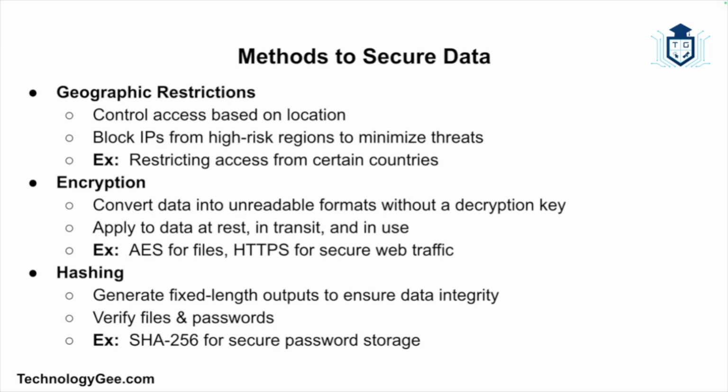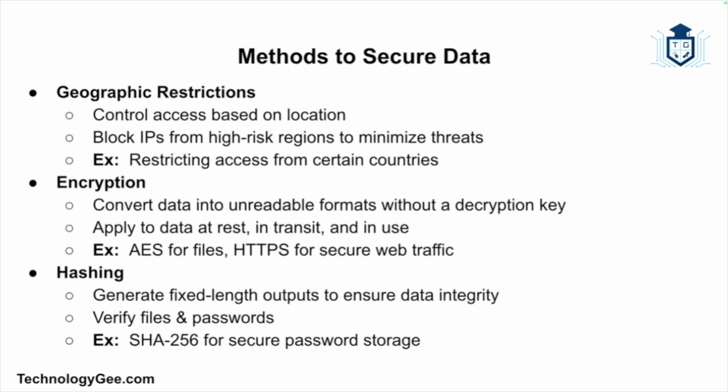Now let's explore the techniques that are used to secure data effectively. The first technique is called geographic restrictions, and this limits access to data based on geographic locations. So for example, blocking IPs from high-risk countries can reduce exposure. And then we have what is called encryption, and this transforms data into unreadable formats without a decryption key. And this encrypts data at rest, in transit, or even in use. Examples of this would be AES, or Advanced Encryption Standard, for file encryption, and HTTPS for secure web traffic.